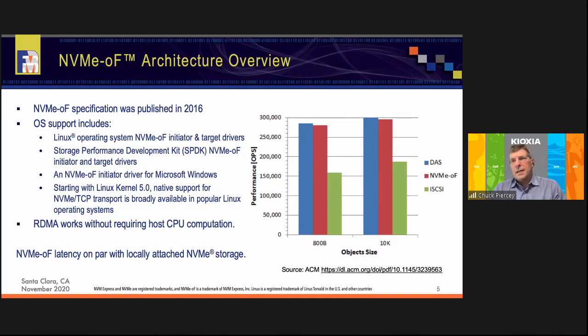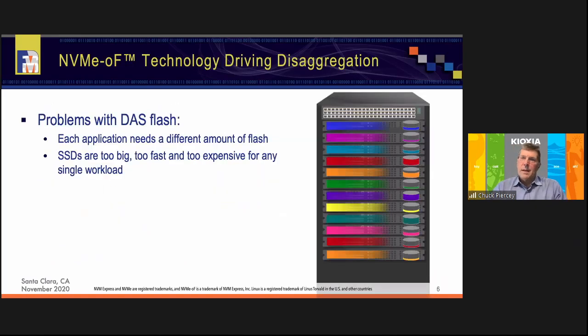There's a couple of trends that are going to help with this. But first, let's talk about what people do today. Today, data center architectures are built around direct attached storage because of performance.